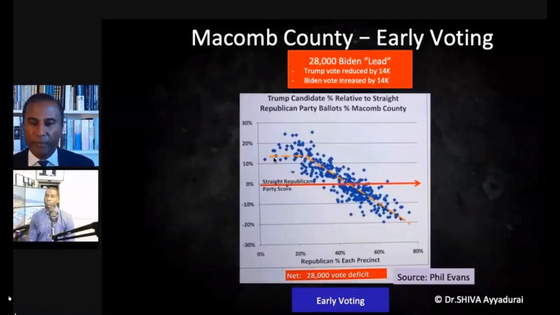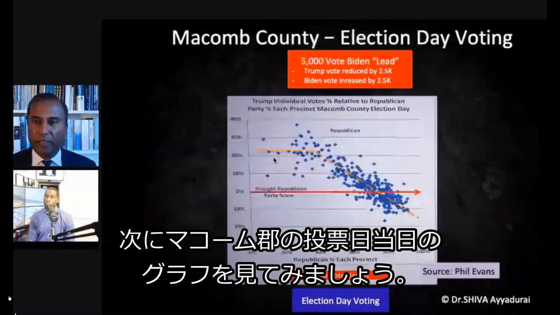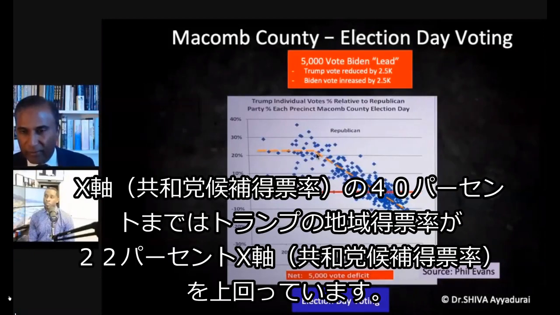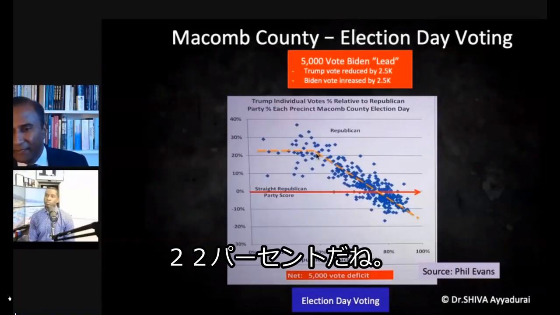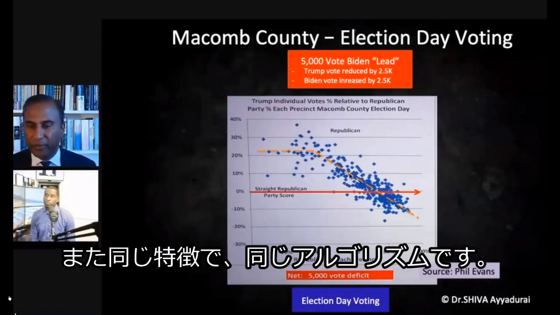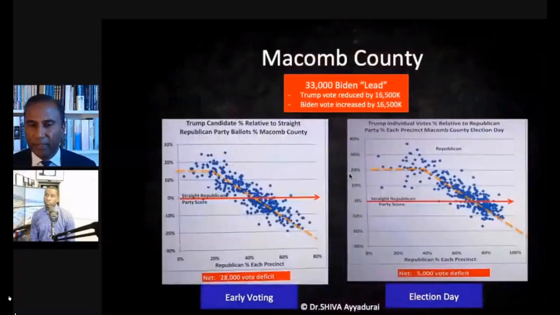Now let's go over here to Macomb County on election day. Same feature you see. In fact, he's doing really good here, up to 22% in the election day voting. And then again it drops precipitously right around here. Same feature, same algorithm is in place.